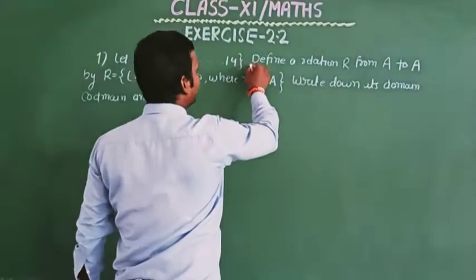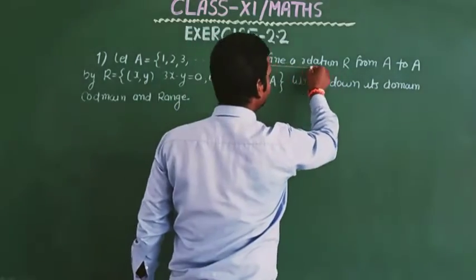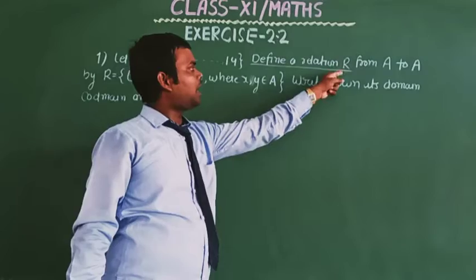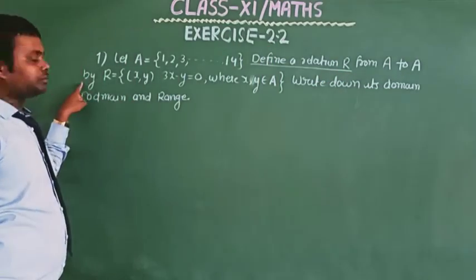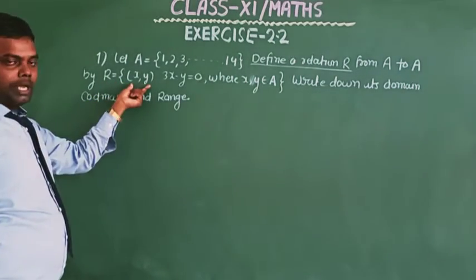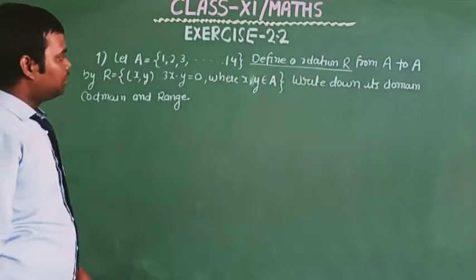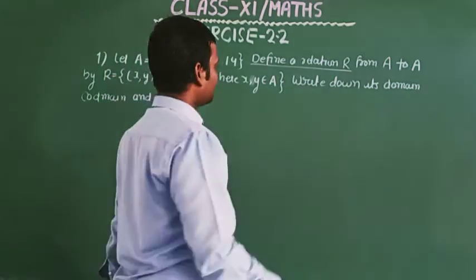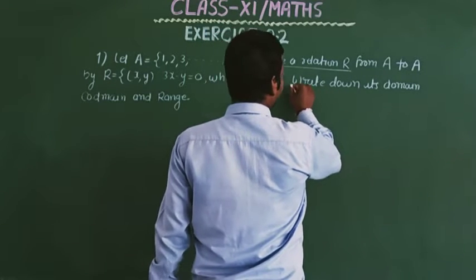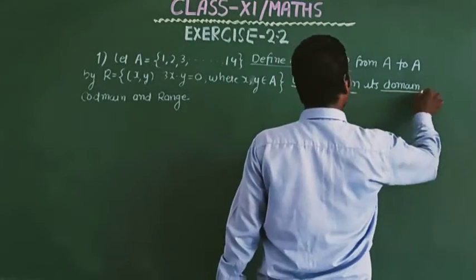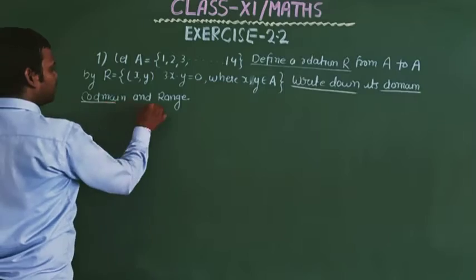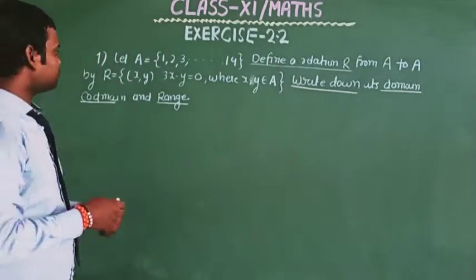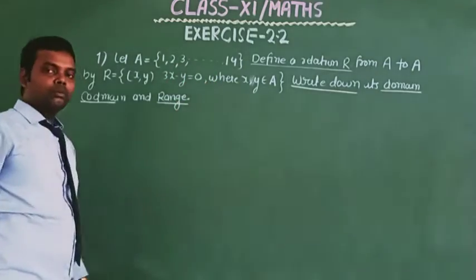And further it says: define a relation R from A to A by R equal to the ordered pairs (x, y) such that 3x minus y equal to 0, where both x and y belong to set A. And here it further says: write down its domain, codomain and range.